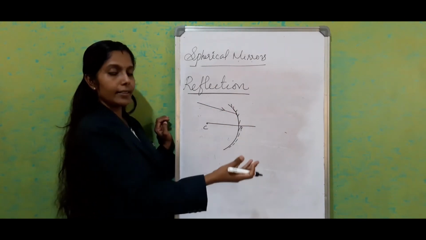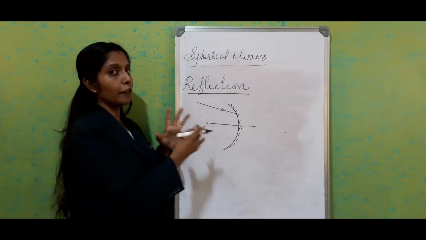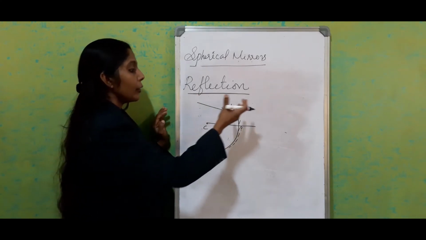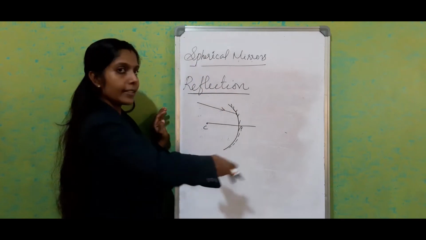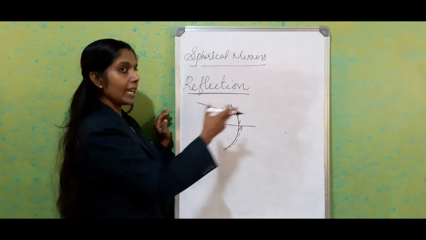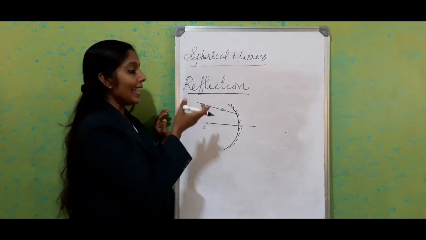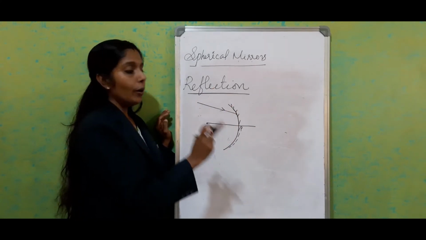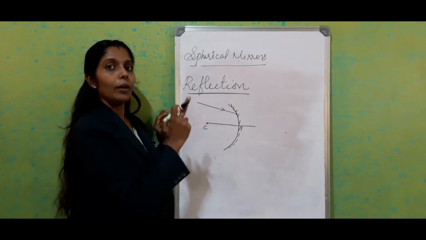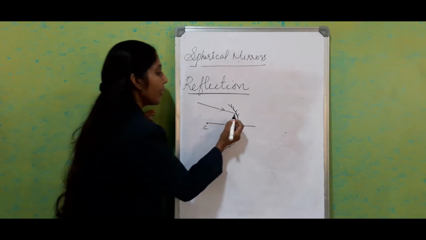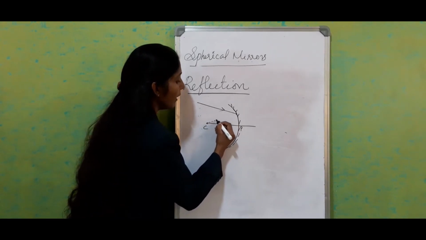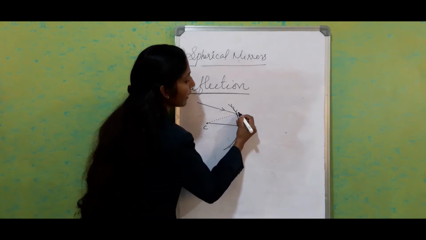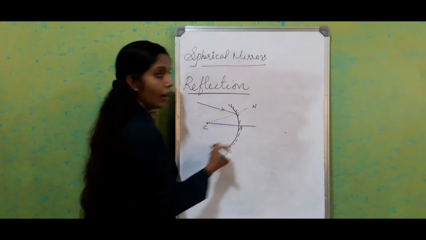If we consider the center of curvature, which means the center of the sphere, and to any point on this 360-degree angle we draw a line, it will be perpendicular to that point. So we are making a normal, or we have to draw a normal that should pass through the center of curvature and this point. So this is our normal.